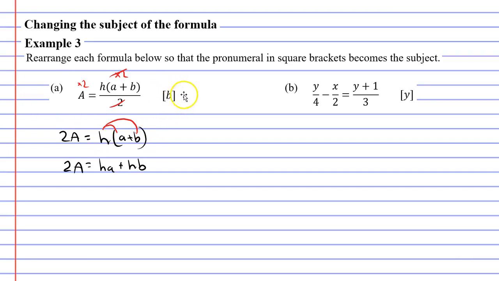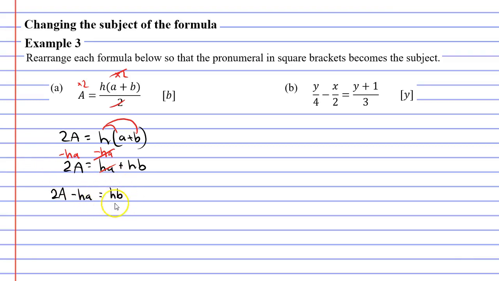Now I'm trying to make b the subject of the formula, which means I'm trying to isolate the b here. I want to get rid of the ha first, and that's not difficult. I can just subtract ha on both sides of the equal sign because that's just going to cancel it, leaving me with 2 capital A minus ha on the left and hb on the right.